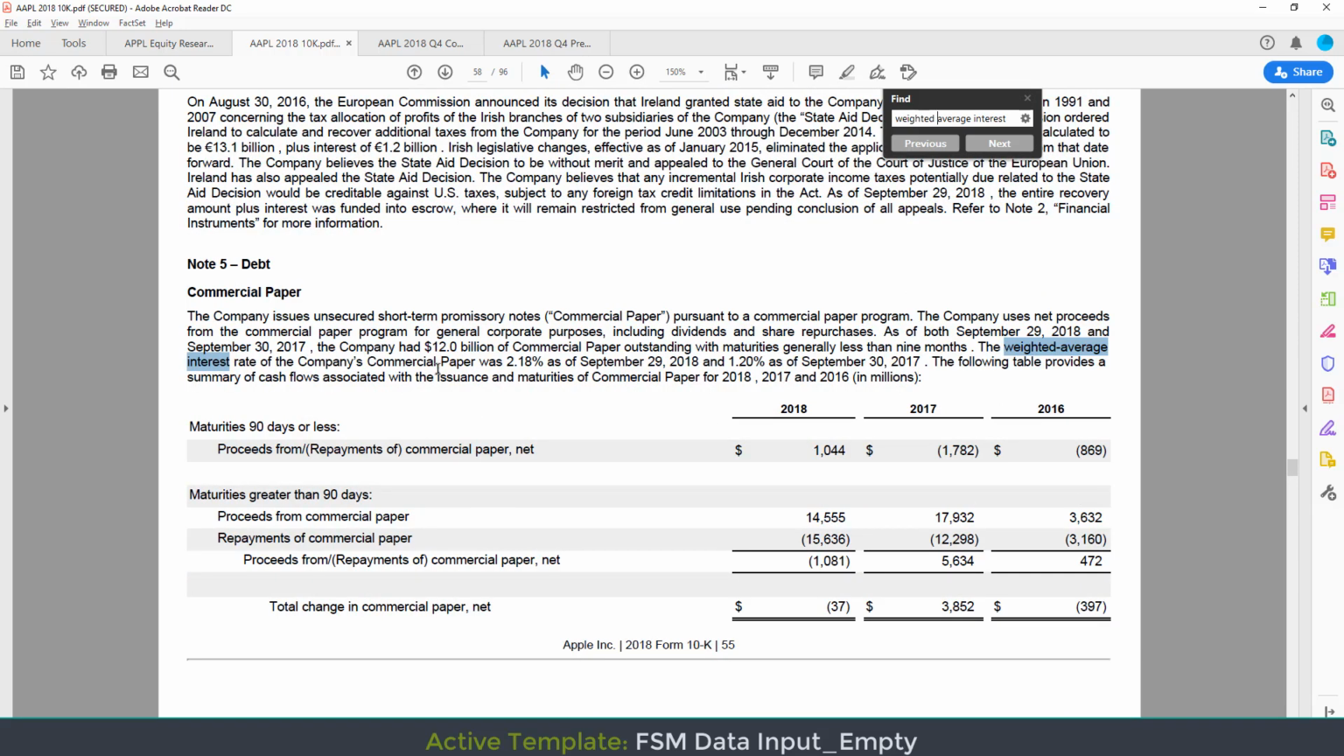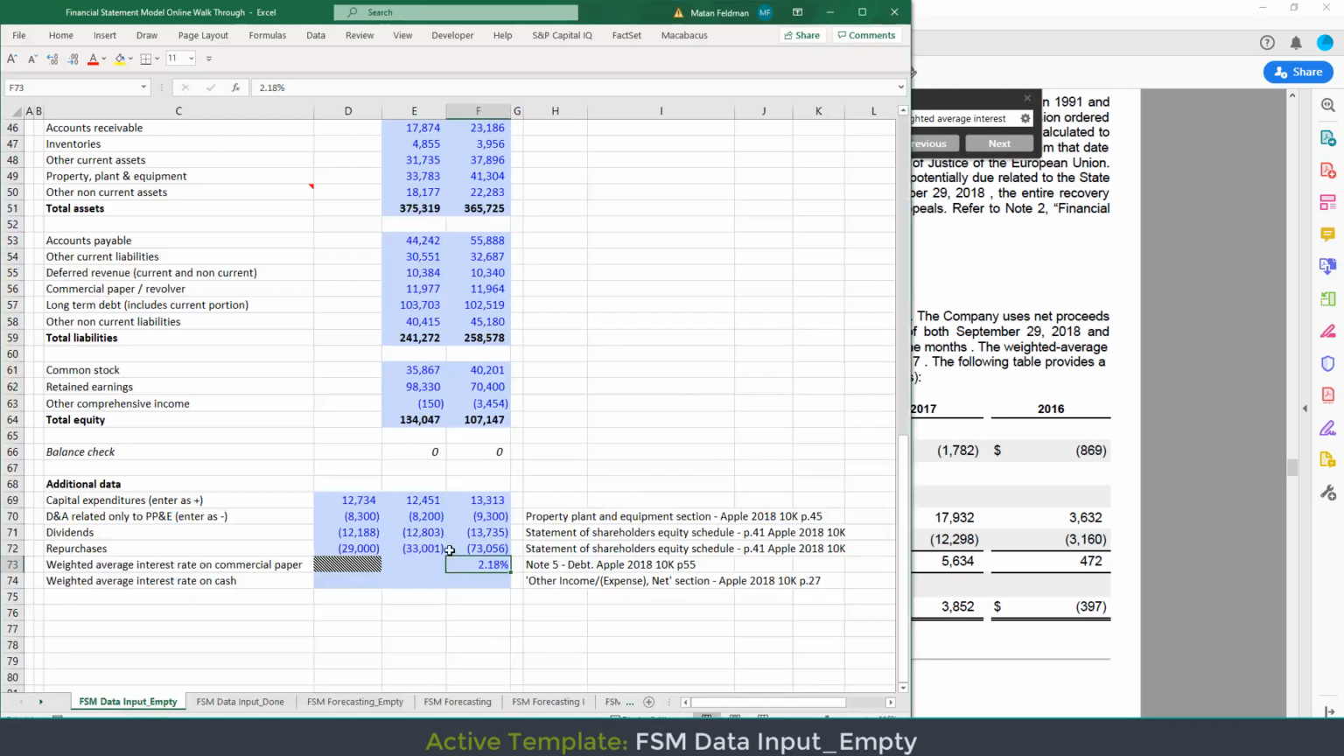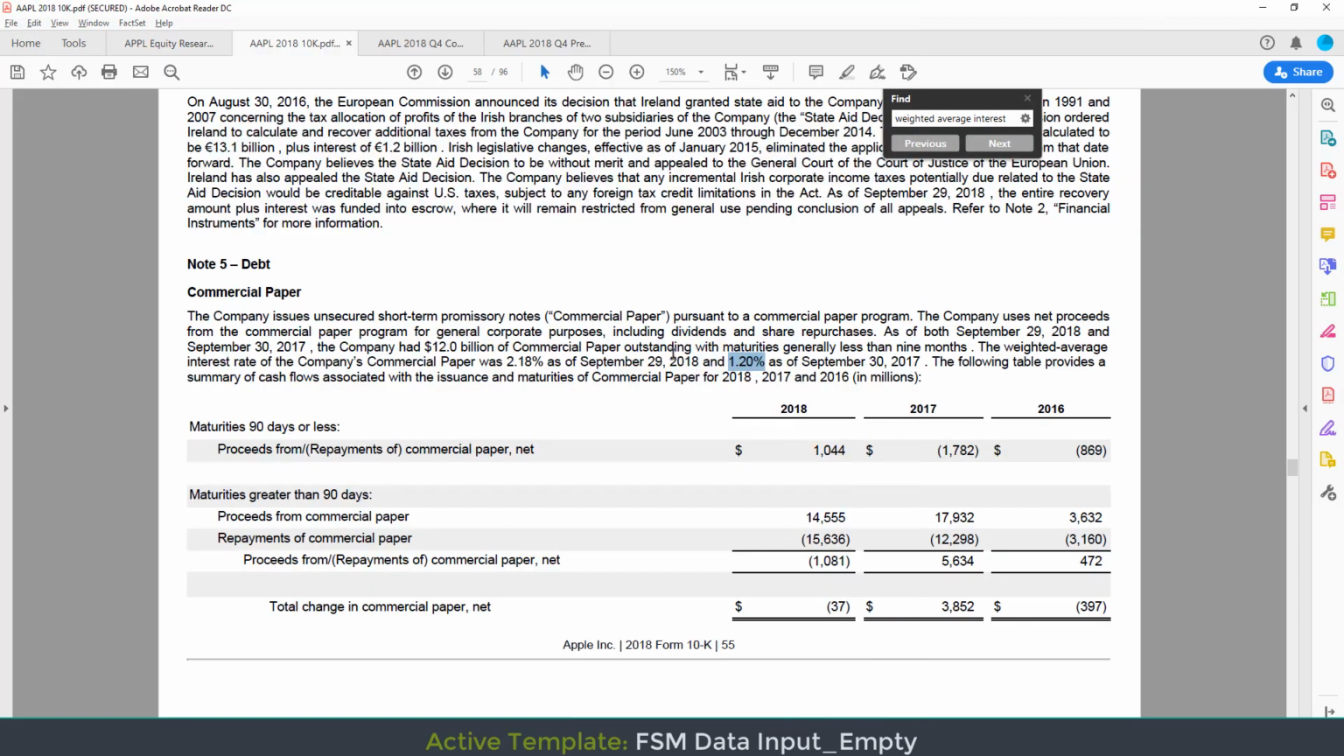The weighted average interest rate of the company's commercial paper is 2.18 and 1.2 in the prior year. Notice, by the way, this is a very low interest rate. I think all of us would probably love to borrow at a 2% interest rate, and certainly at a 1% interest rate. This is a borrowing rate that is incredibly low, and it has to do with the massive amounts of cash on Apple's balance sheet, the fact that it has so much collateral, the fact that it has such a strong brand enables it to really borrow at very low rates against the cash that it has.